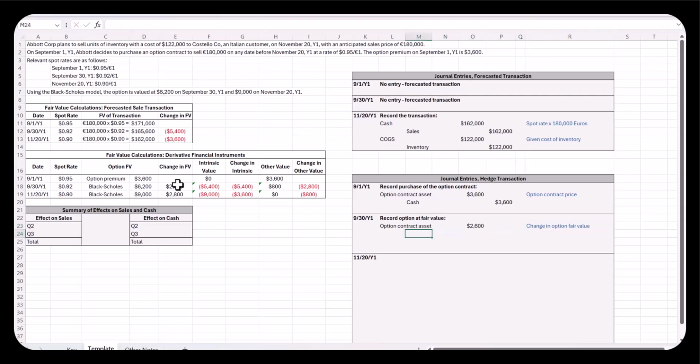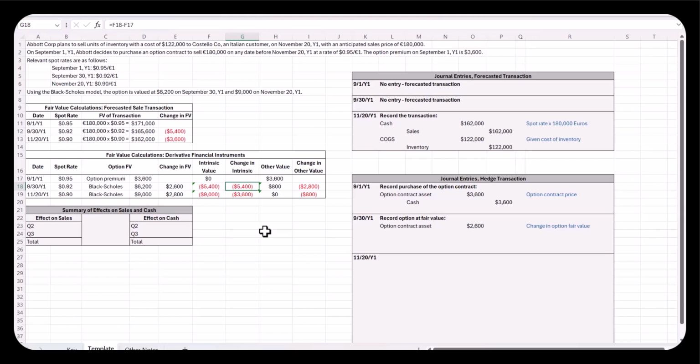Then I'm going to record the components of that increase in the option contract asset, the intrinsic value and the other value. The intrinsic value is based on the change in the spot rate, and we see that the change in the intrinsic value was 5,400 as of 9/30th. Again, just as a reminder, this is showing up as negative because it's based on the change in the spot rates from 95 cents to 92 cents, but that's actually a good thing for us. The spot rate has gone down, but we're still locked in at our exercise price of 95 cents.